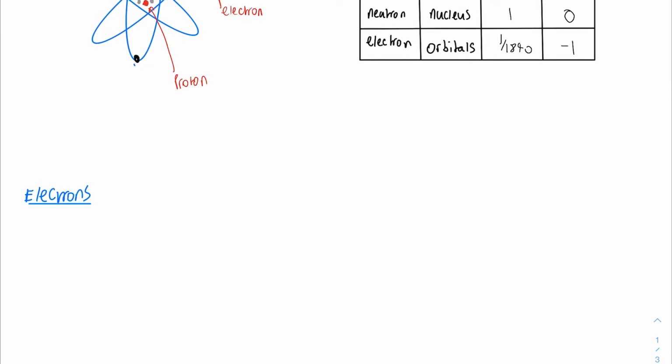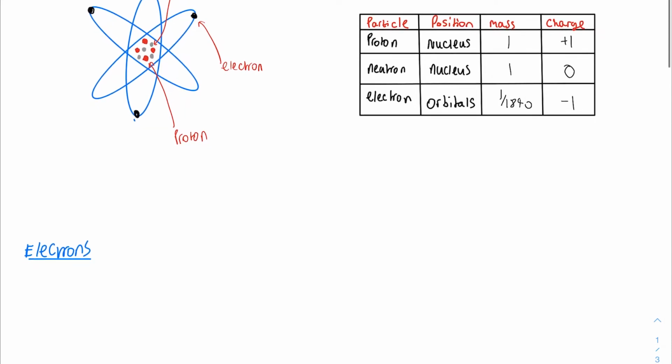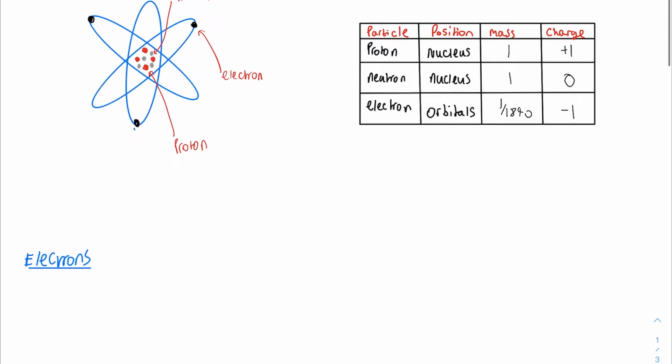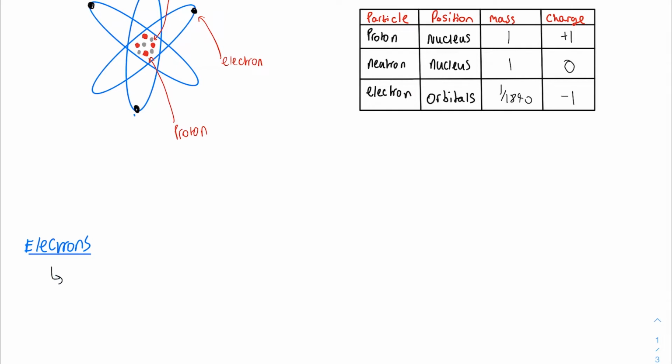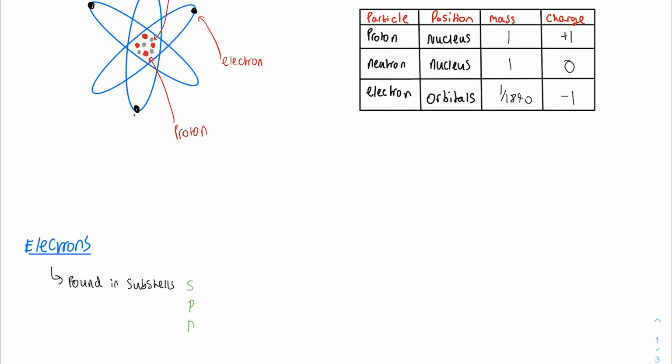In GCSE, you probably learned that the atom contains electrons which orbit the nucleus spherically. Now, this is correct to an extent. However, electrons don't orbit spherically, but are found in electron clouds around the atom. More specifically, they are in subshells, S, P, D, and F. So, electrons are found in subshells, S, P, D, F.